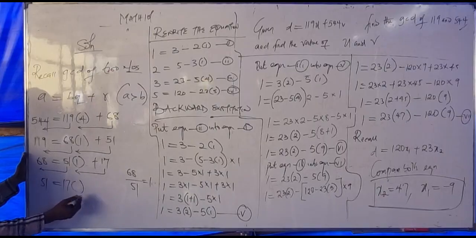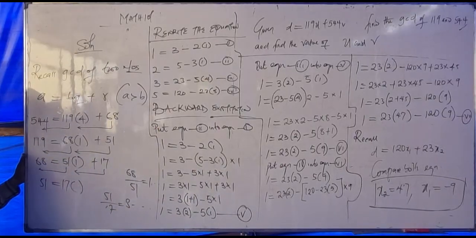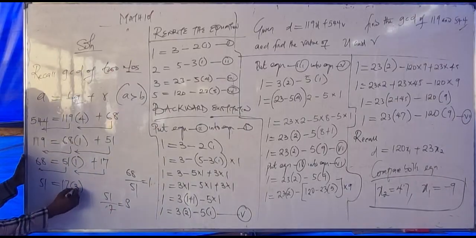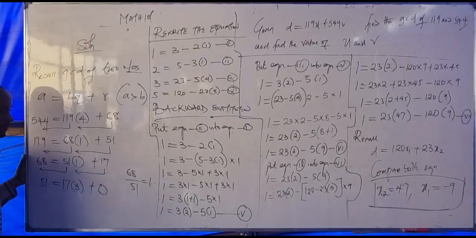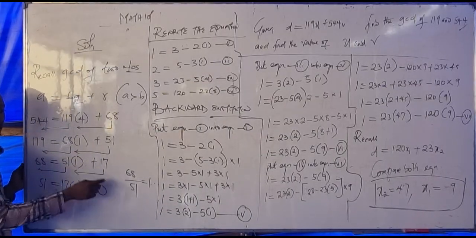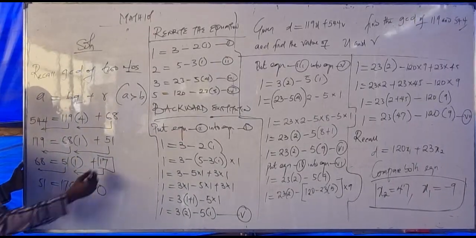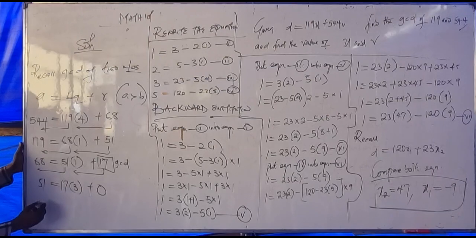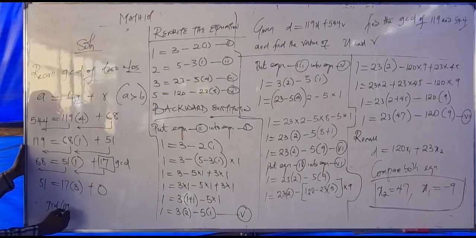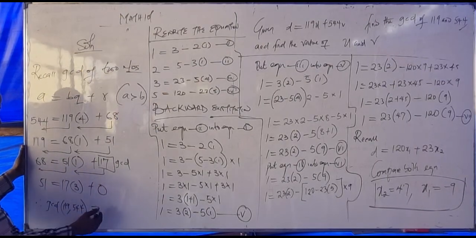Divide 51 by 17. What do you have? 3 point something, right? So we have 3, remainder 0. Which number comes before this 0? 17. So that means my GCD is 17. This is my GCD here. Therefore, the GCD of 119 and 544 is simply 17.